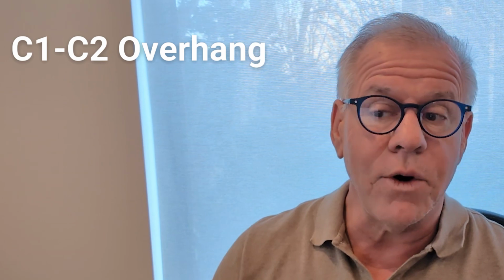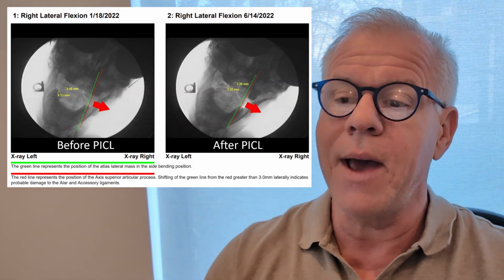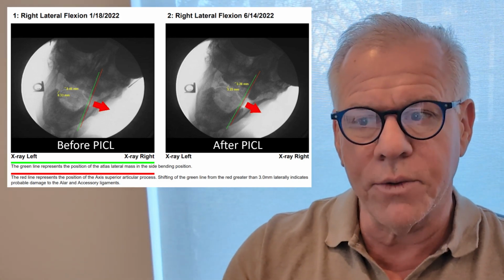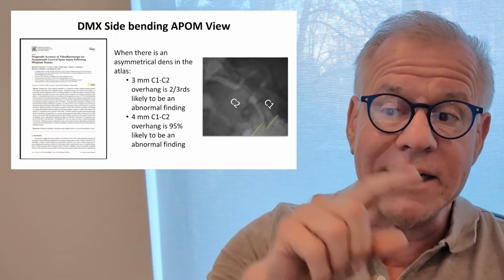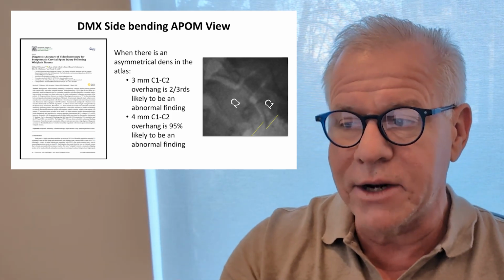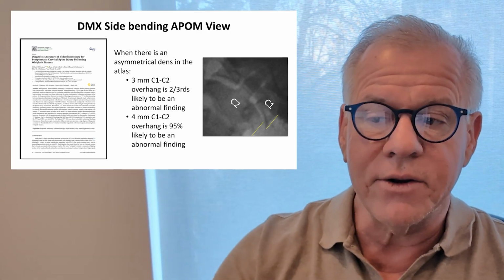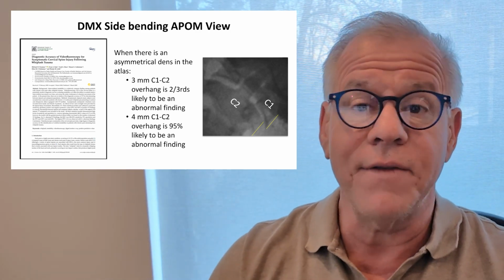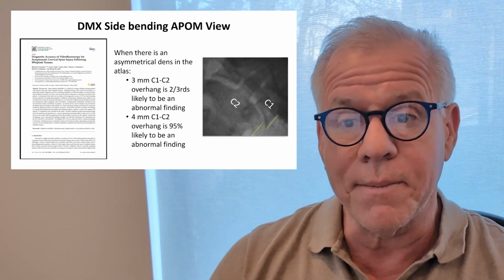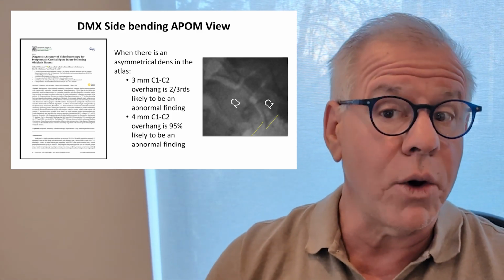Then finally, C1, C2 overhang. And this is in that open mouth lateral bending view where you're opening your mouth. And we're measuring the corners between C1 and C2 as shown here. Now, when the C2 dens is not symmetrical in the middle between the C1, then 3 millimeters is about a 2/3 chance of that being abnormal. 4 millimeters is a 95% chance of that being abnormal. And that would indicate, just like for the ADI, craniocervical instability, or CCI.